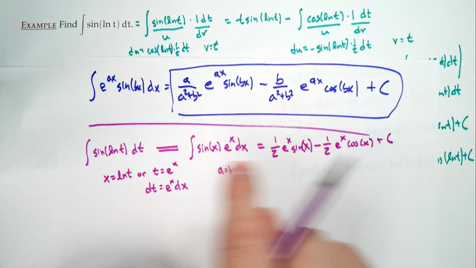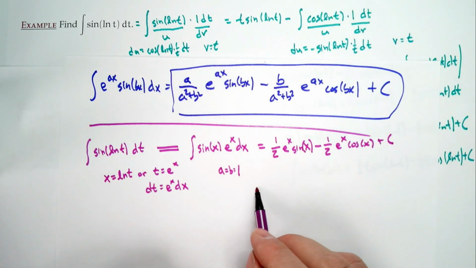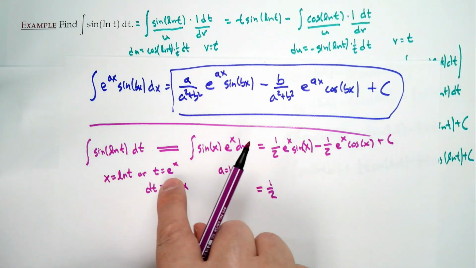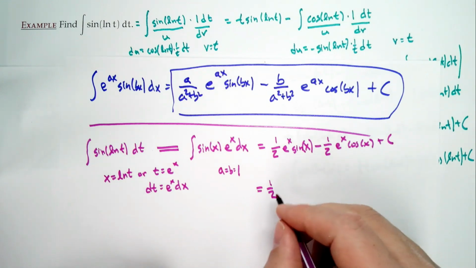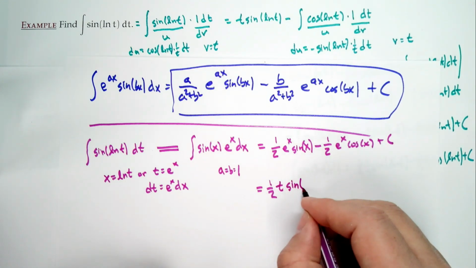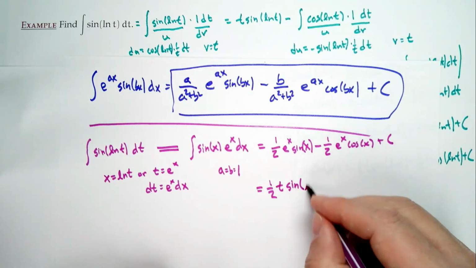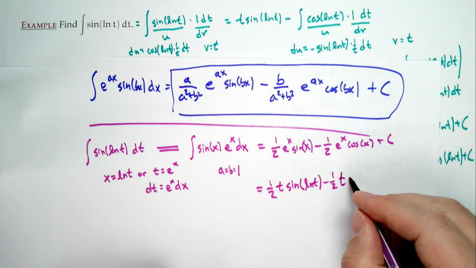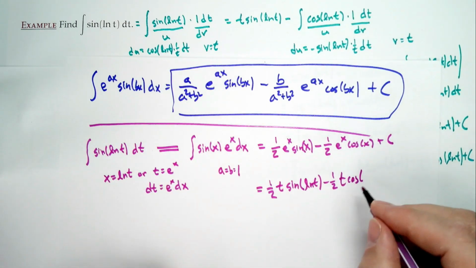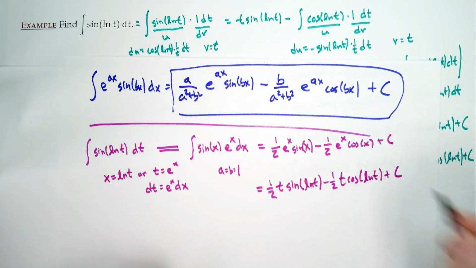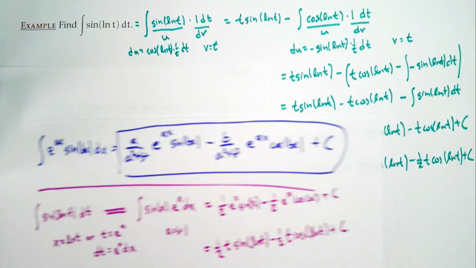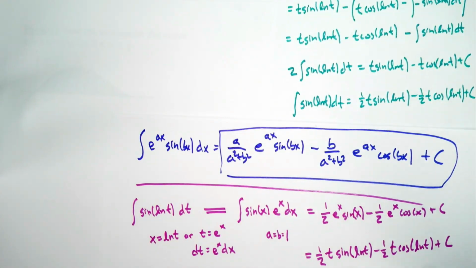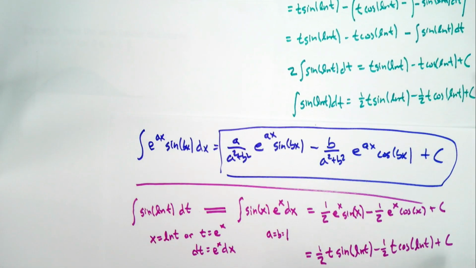But we can't stop there because we got to go back. So this is 1/2. Now, e to the x. Well, e to the x is t. So that's t sine of log of t minus 1/2. Again, e to the x is t. And then cosine of x, well, x is log of t, and then plus c. Now, if I had a bigger screen, maybe I can make them both fit. You compare, you'll see they're the same answer.